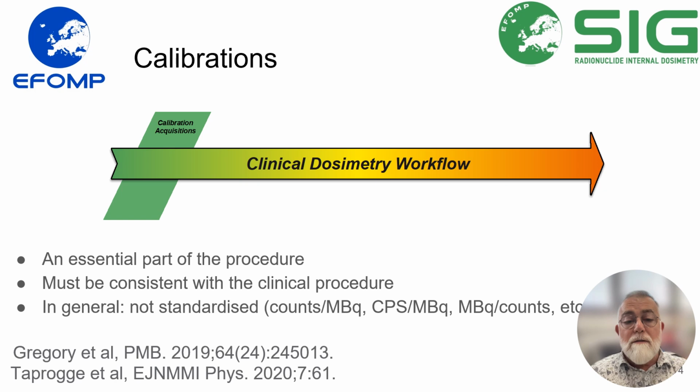And in general, it's not standardized. For example, what you derive and what the clinical dosimetry software is waiting for you to input can be counts per megabecquerel, or counts per second per megabecquerel, or megabecquerel per count, etc. So here again, you have to be very, very careful when you input a calibration factor in a clinical dosimetry software.